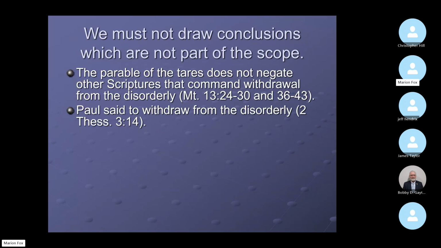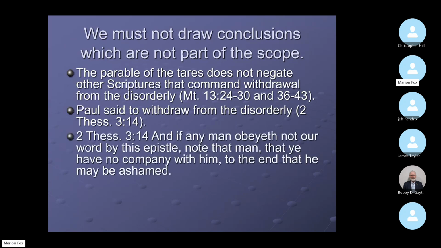Paul said to withdraw from the disorderly, and we see this in 2 Thessalonians 3:14. That passage says, if any man obeyeth not our word by this epistle, note that man, that ye have no company with him, to the end that he may be ashamed.